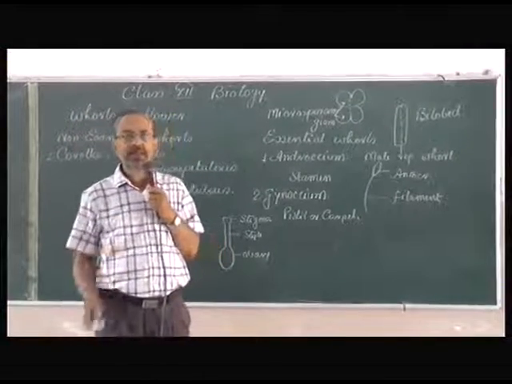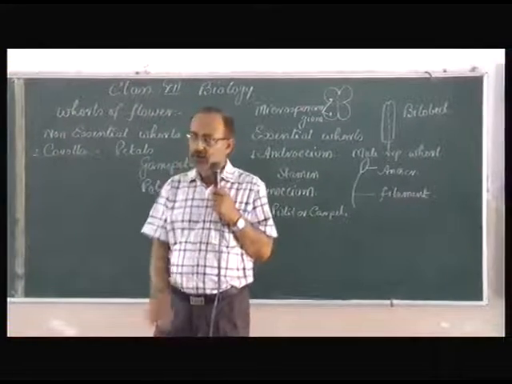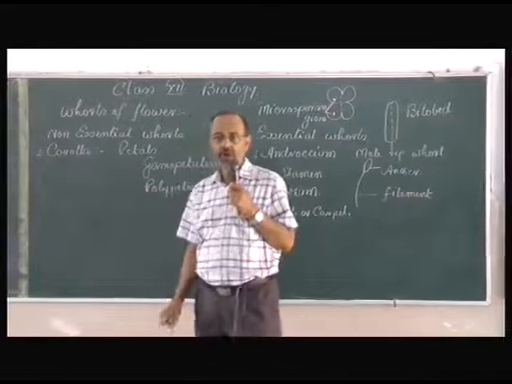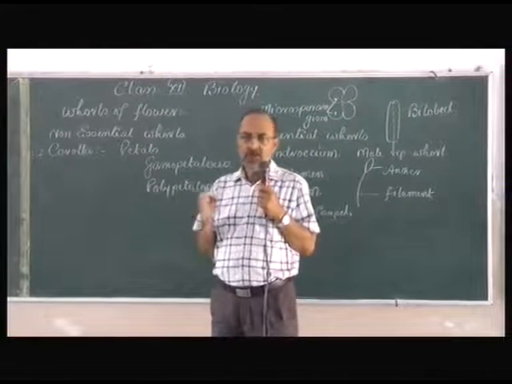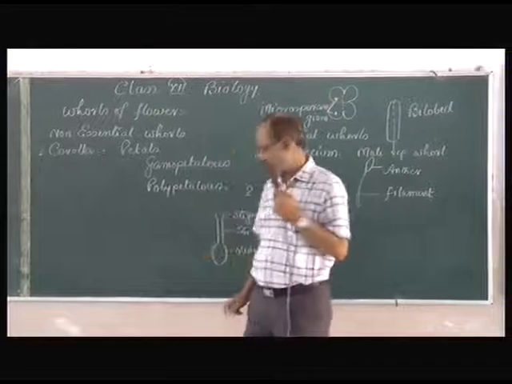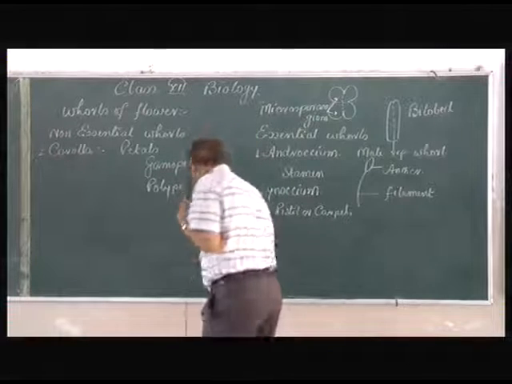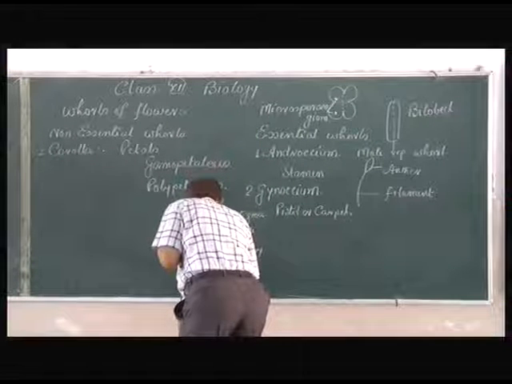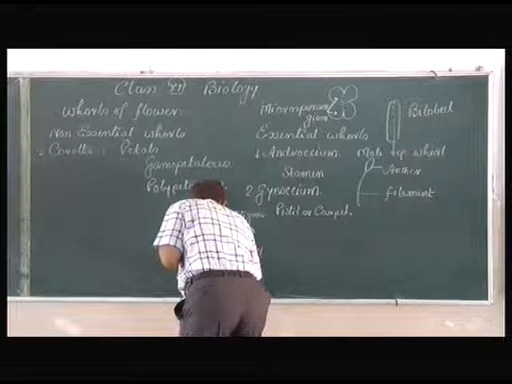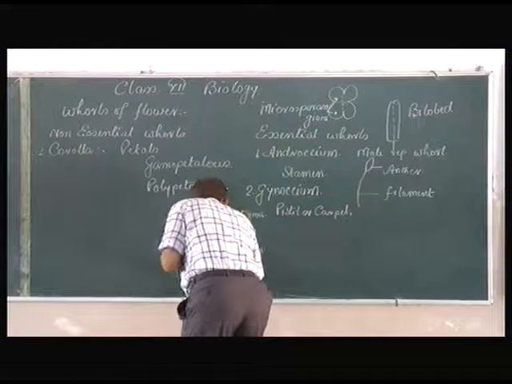The chambers inside the ovary are known as locules. In certain varieties of flower there is only one locule or chamber, so the ovary will be called unilocular. If there are 2 locules it is bilocular, accordingly trilocular, or it may be polylocular also. And inside the locules, the small bead-like structures are present.